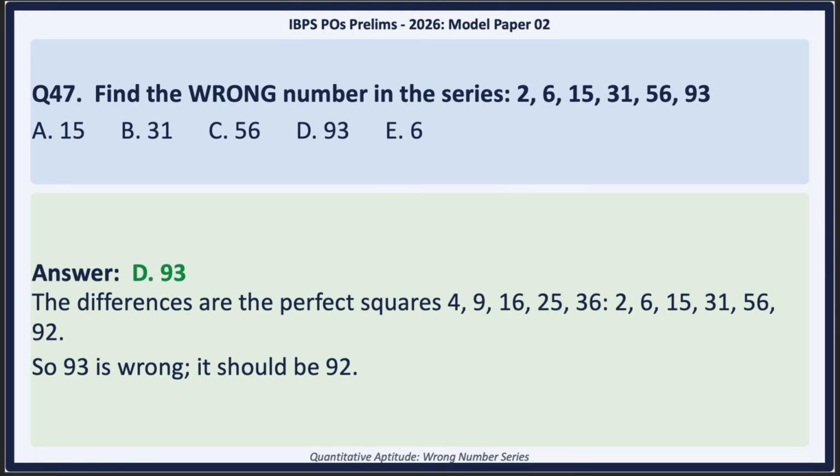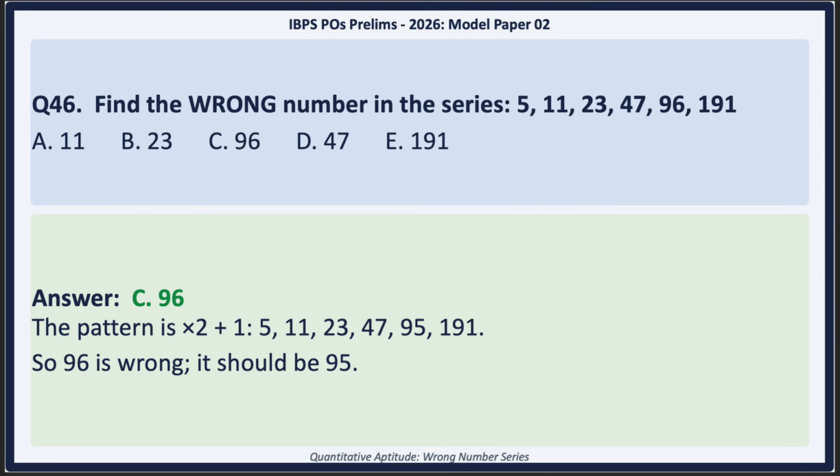And what if it is a smooth escalating curve where the numbers roughly double each time? Like question 46, 5, 11, 23, 47, 96, 191. That points to a combined operation.